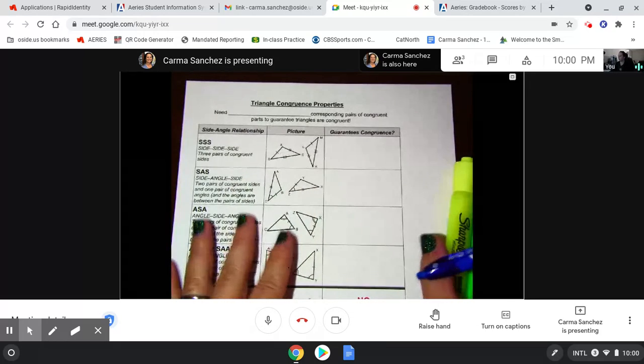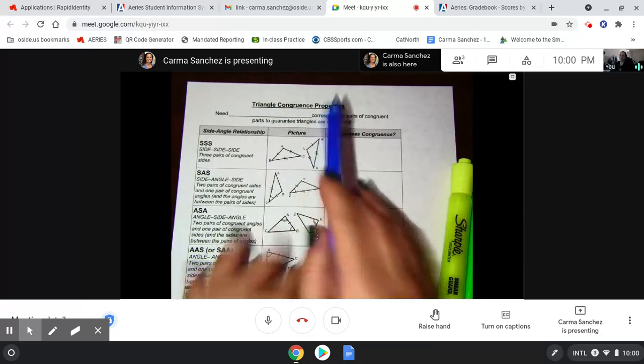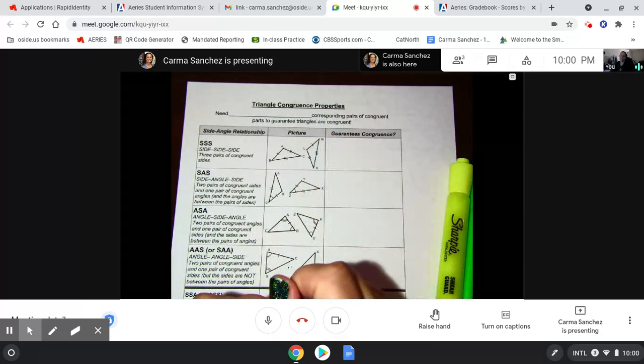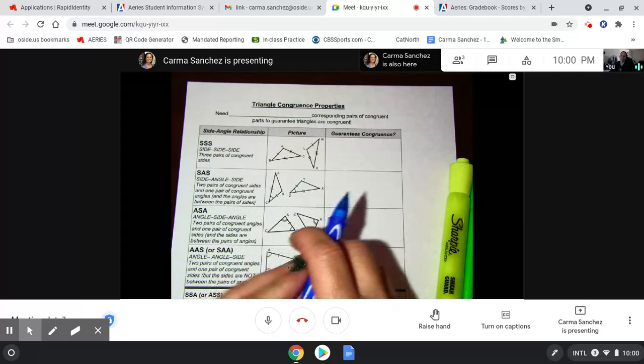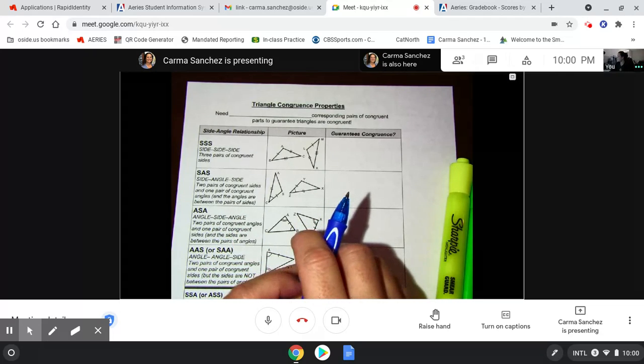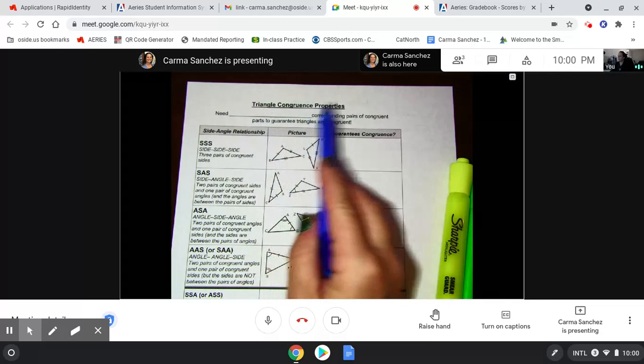Okay, so looking at the title here, this is the triangle congruence properties. Again, this is a Math 1 topic that we were supposed to learn last year. I'm spending a week on reviewing triangles in case during the time of COVID, it didn't stick as much as it needed to.